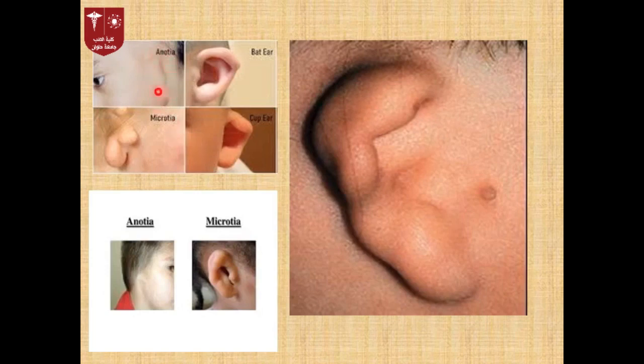Here the anotia, absent auricle, microtia, small and deformed auricle. We have here the bat ears, the prominent ears, cup-shaped ears. Another photo showing the anotia, the absent auricle, near the microtia. Another photo here showing the microtia together with the congenital meatal stenosis and preauricular sinus.